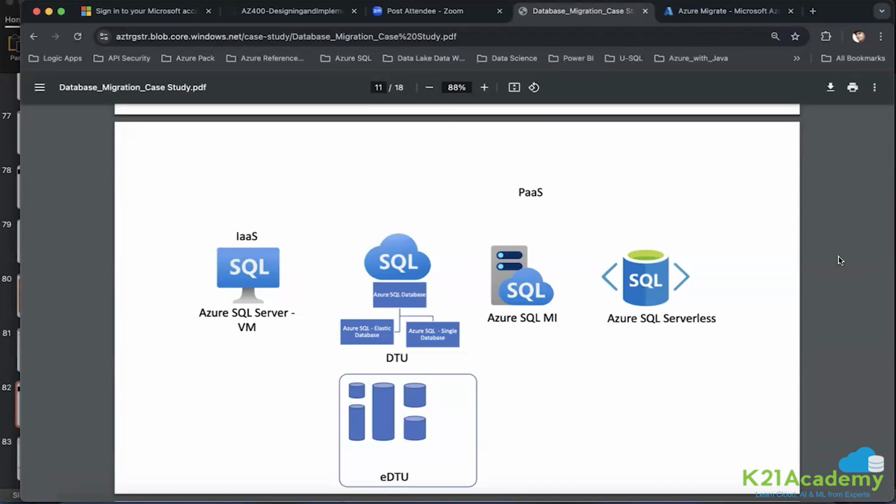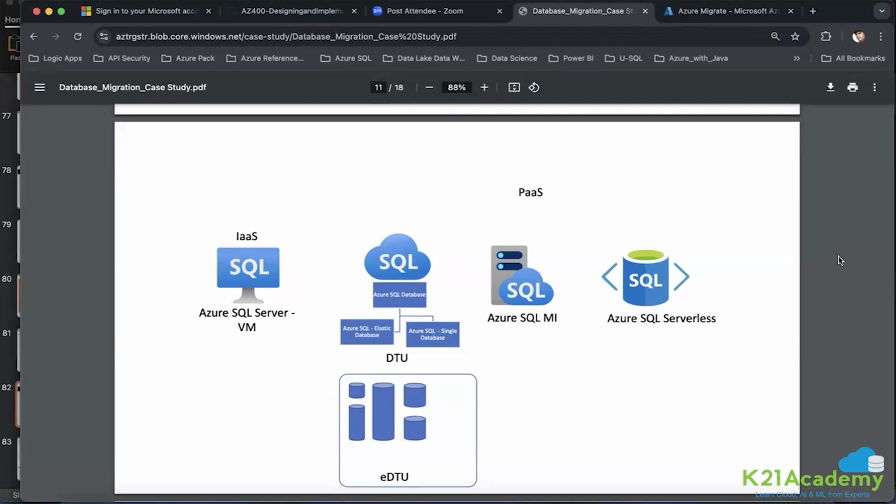Now here the expectation from the customer's point of view is that they wanted to get rid of certain database management or server management activity, and at the same time they wanted their 2008 SQL Server database to be supported in the target environment as well. Now, if I'm talking about Azure SQL database or Azure SQL serverless, these are two platform as a service database offerings provided by Microsoft, which offer the latest and greatest database versions.